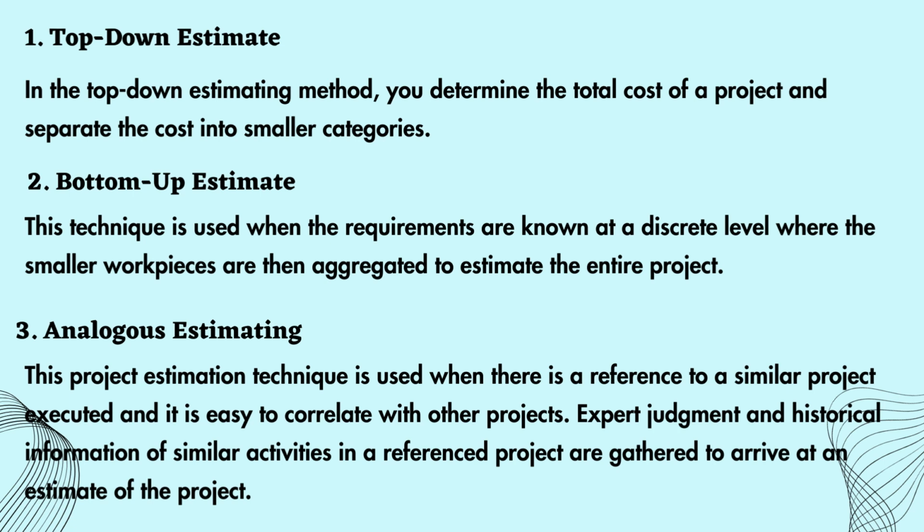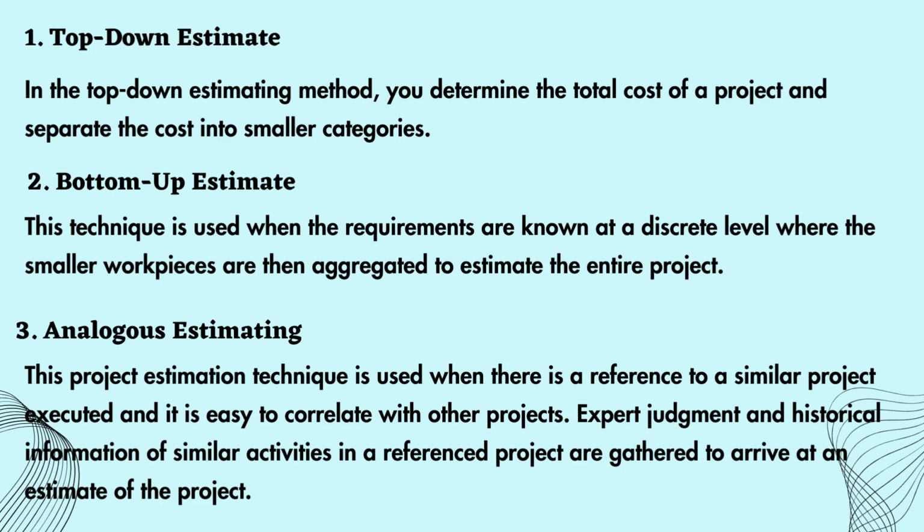The first one is top-down estimate. In the top-down estimating method, you determine the total cost of a project and separate the cost into smaller categories. The next one is the bottom-up estimate. This technique is used when the requirements are known at a discrete level, where the smaller work pieces are then aggregated to estimate the entire project.